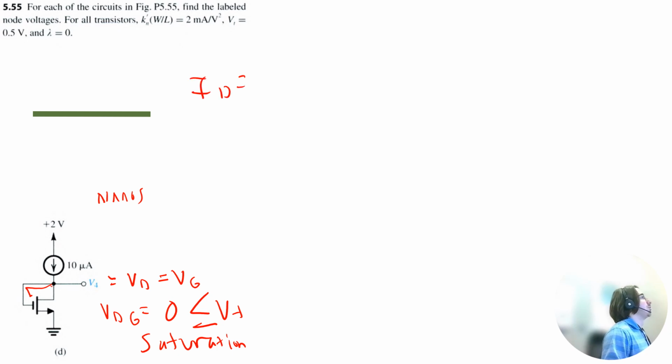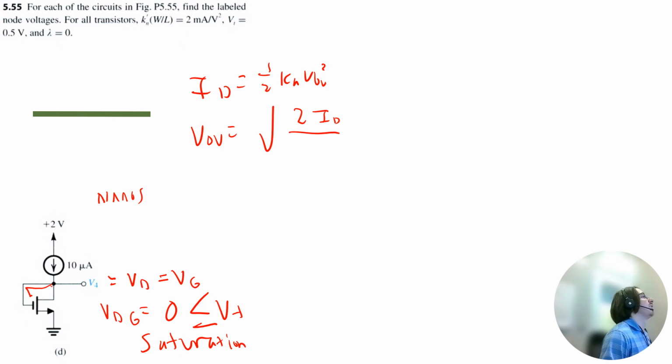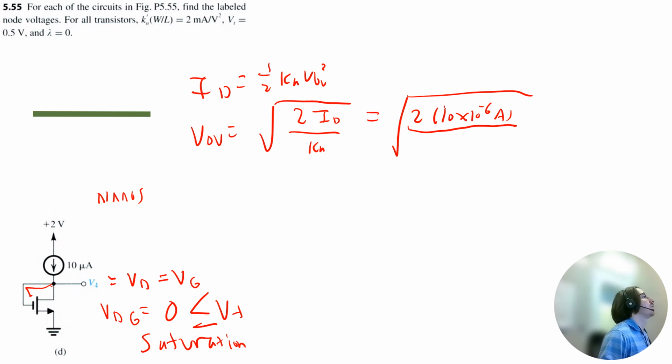So we can establish our drain current equation again of 1/2 Kn V overdrive squared, and I'm going to solve for V overdrive equal to the square root of 2 times the drain current divided by Kn. This time the drain current is 10 microamps, which I'm going to convert to amps. Convert Kn to amps per volt squared. So 2 times 10 to the negative 3 amps per volt squared. So I get that V overdrive is equal to 0.1 volts.